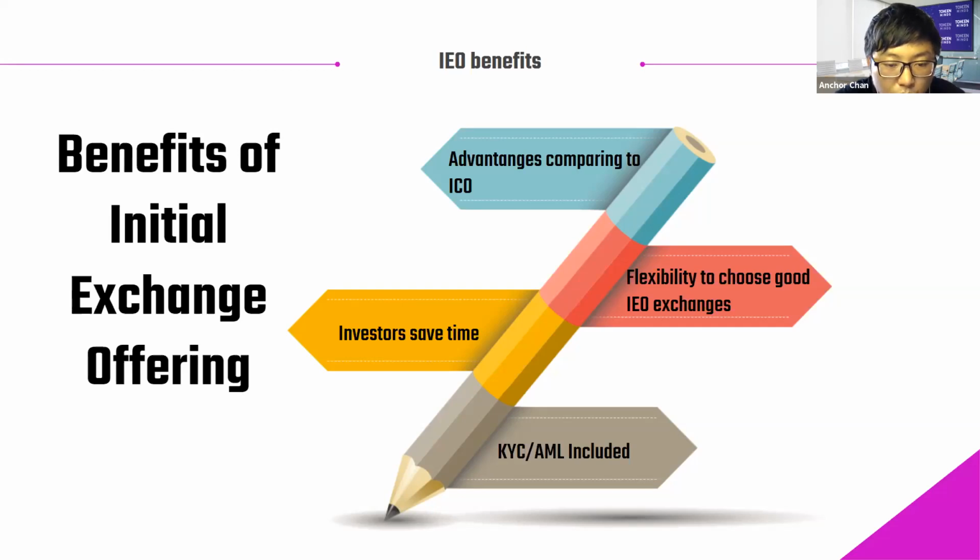To revive the IEO scene, exchanges began to host the ICOs on their platforms. This is where the name transitioned from initial coin offering to initial exchange offering, as exchanges were now hosting the capital-raising initiatives. And the second benefit is the flexibility to choose good exchanges.